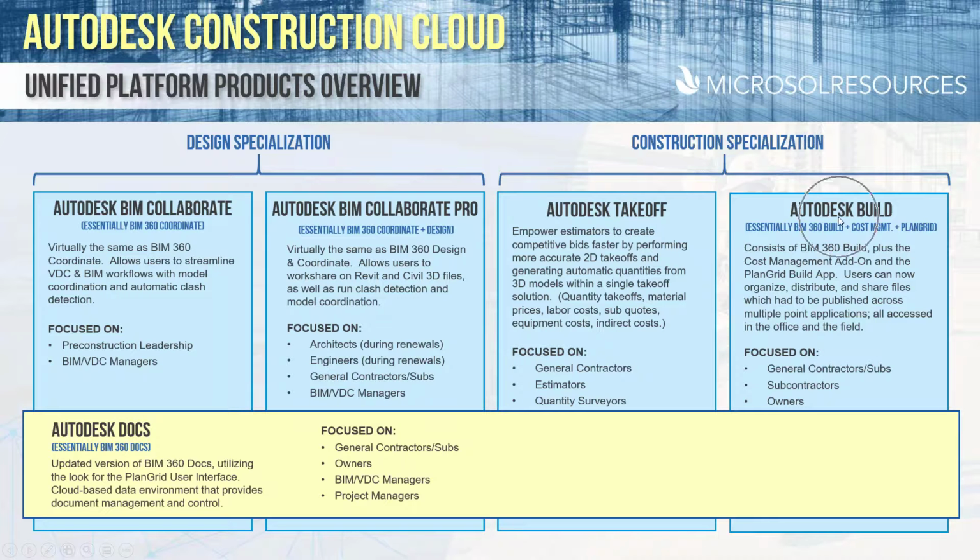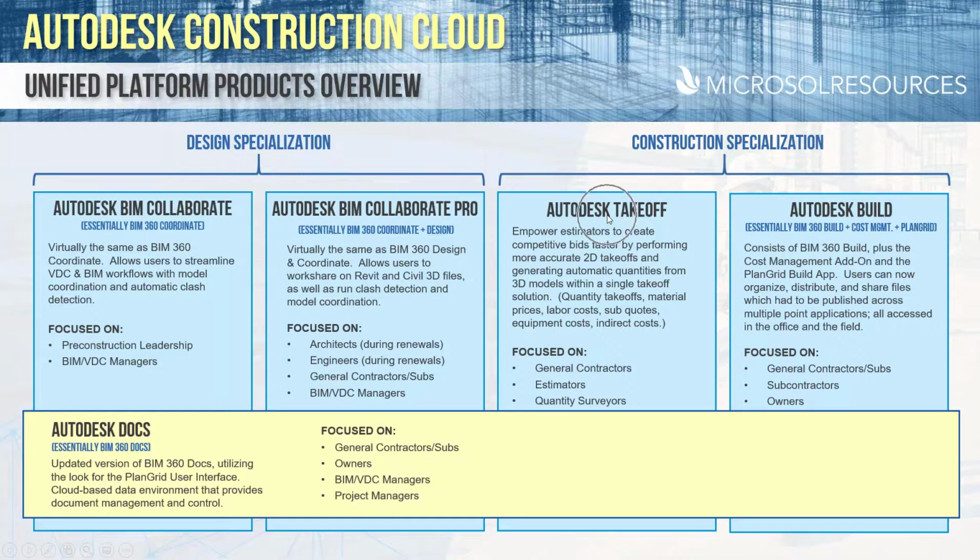Autodesk Build over here is essentially BIM 360 Build plus cost management plus PlanGrid. So it's taking all of the functionality that we have in BIM 360 Build, plus the most popular secondary module, the BIM 360 cost management add-in for budgeting and cost control, plus the tools provided in PlanGrid, all for the construction industry and for use with construction management.